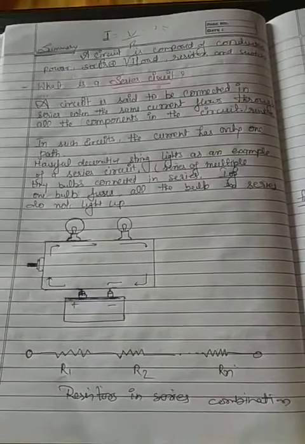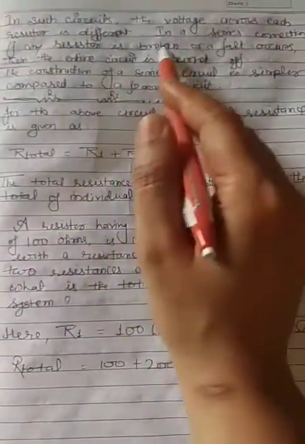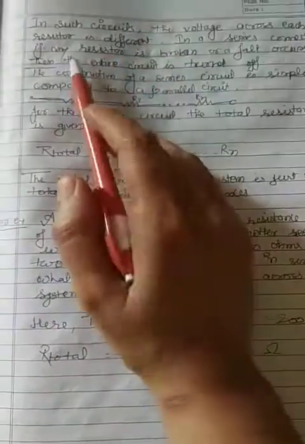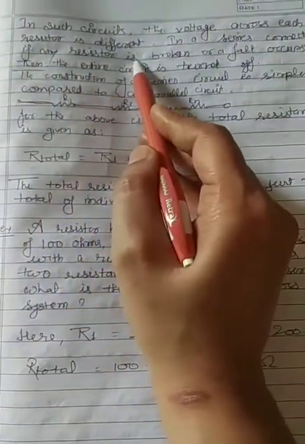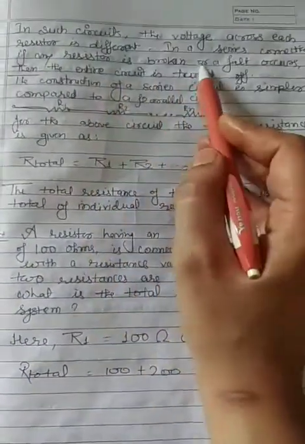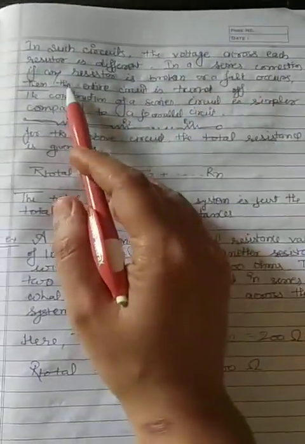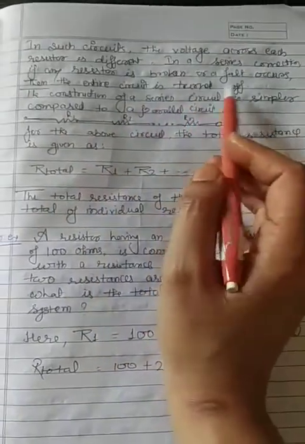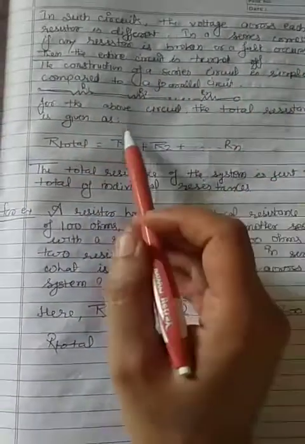These are the examples of series circuits: R1, R2, R3, R4, Rn. In such a circuit, the voltage across each resistor is different. In a series connection, if any resistor is broken or a fault occurs, then the entire circuit is turned off.